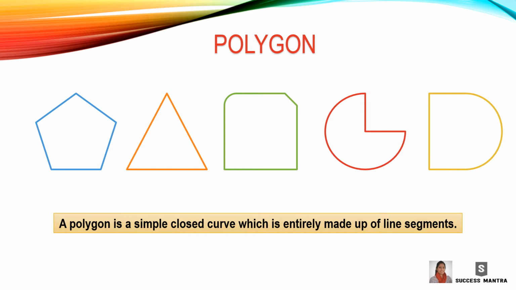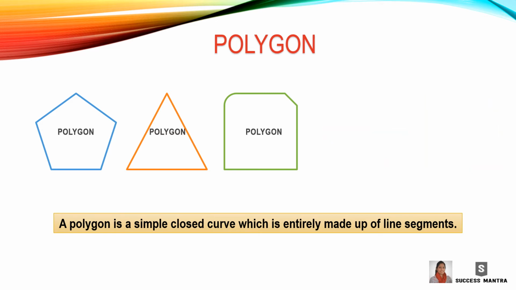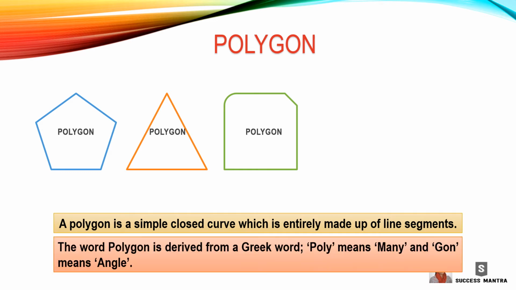So from the above 5 figures, you can see that the first 3 are made of only line segments, but the last 4th and 5th ones are made of line segments and also of curved lines. So only the first 3 are said to be polygons. The word polygon is derived from the two words poly and gon. Poly means many and gon means angle. So a polygon has many angles.